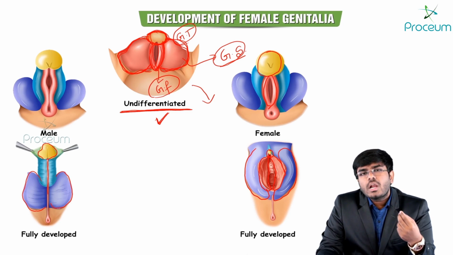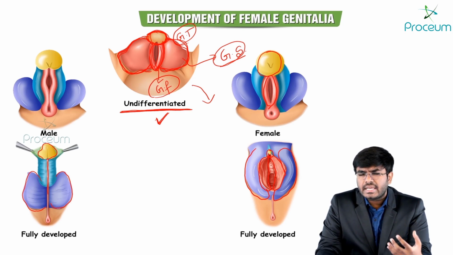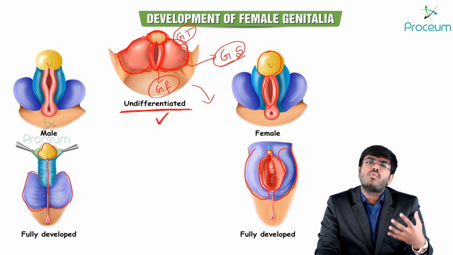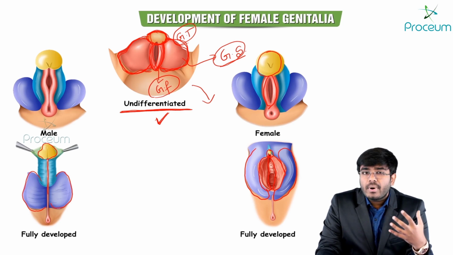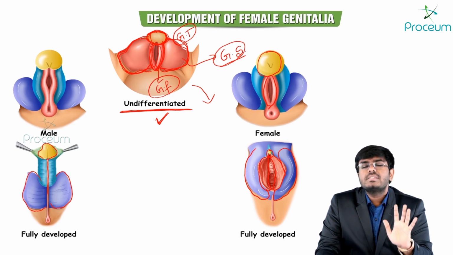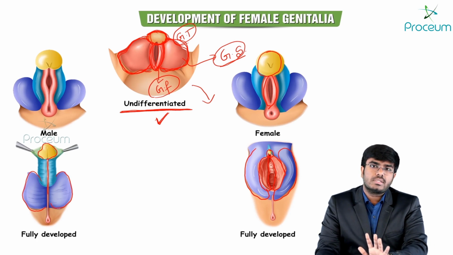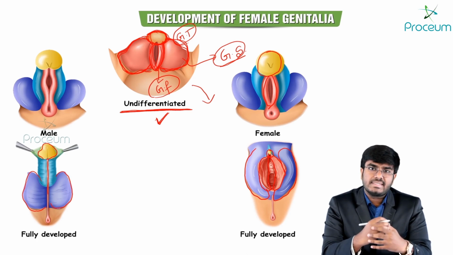No, estrogens are not required for the formation of female external genitalia. Estrogens are very much important for the formation of the breast, but for the formation of the vulva, estrogens are not required. It is simply the absence of dihydrotestosterone that gives female reproductive organs. Okay, so this is the basics.